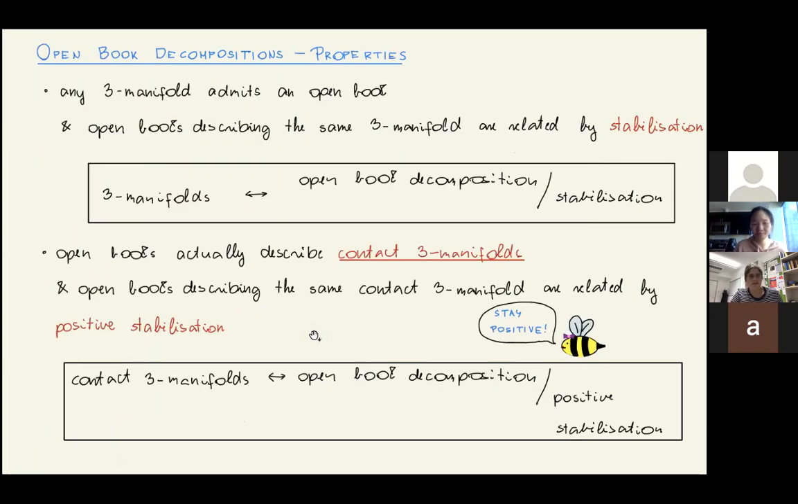All right. Open book decompositions are useful because any three manifold has an open book decomposition, and moreover, any two open book decompositions which describe the same three manifold are related by a very well understood operation called stabilization. And then also contact three manifolds can be described by open books, but then you limit the type of stabilization to positive stabilizations. It's not going to be relevant what these are.